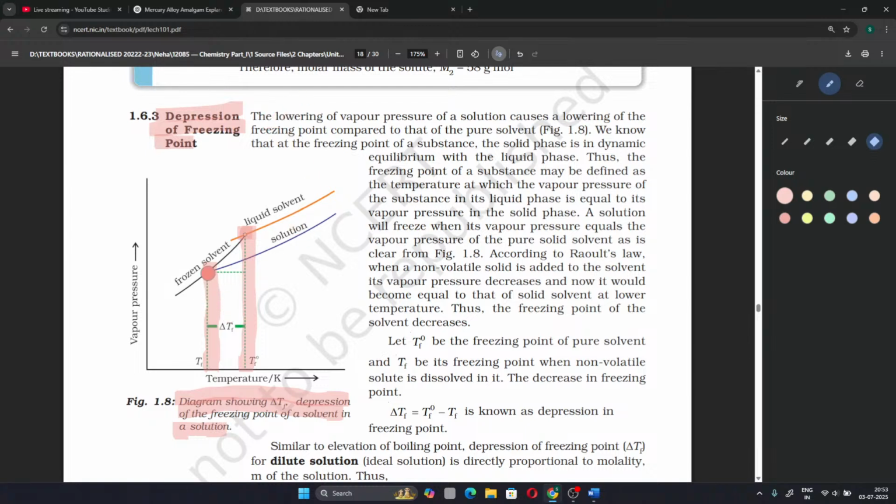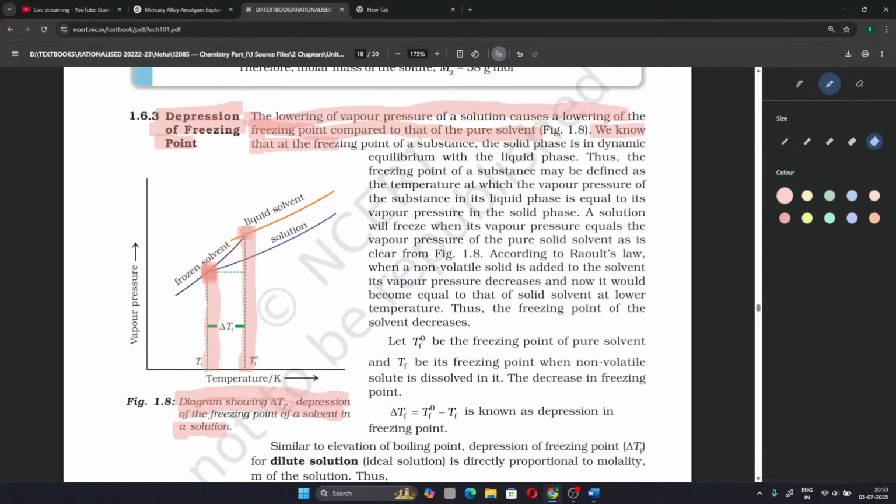And in this state, at this temperature where the normal pure solvent is frozen, the solution is still liquid. It's actually in a perfect equilibrium, and as we go down it will freeze. The lowering of vapor pressure of a solution causes a lowering of the freezing point compared to that of the pure solvent.